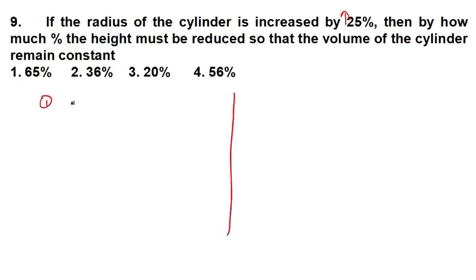What happened? r into h. Here the radius got increased by 25, meaning before it was 4, now it becomes 5. We did not know the height, so the height will be 1. But here r square h, volume means r square h. Okay. So this is 4, it will become 16, and this will become 25. Fine. So it is written, by how much percent has the height to be reduced.